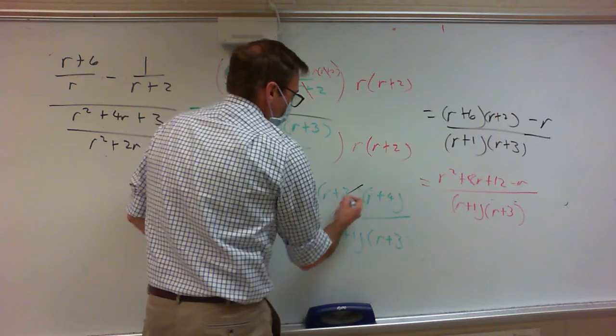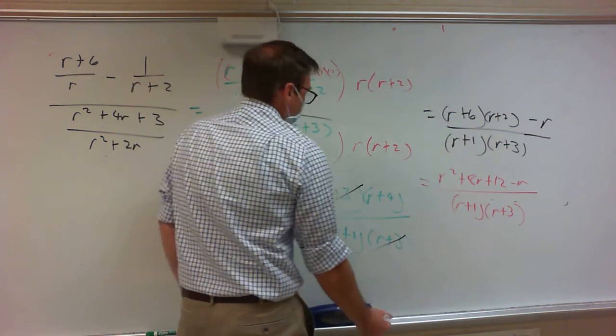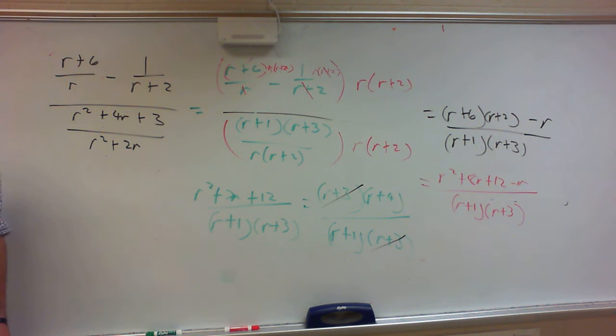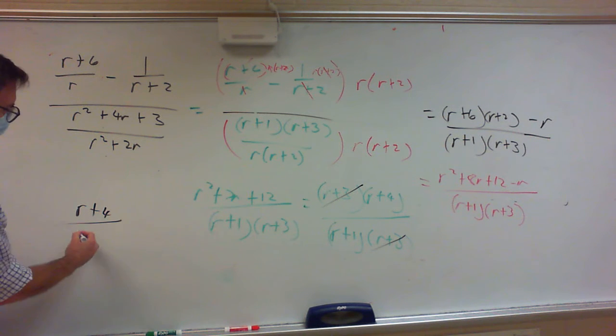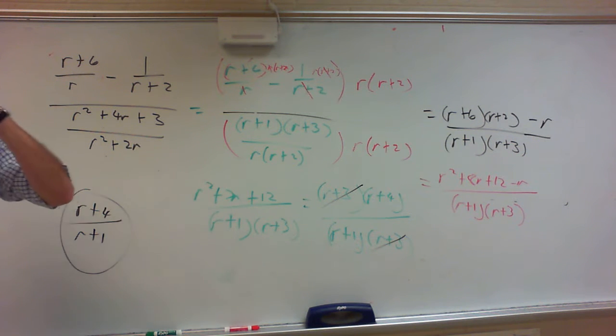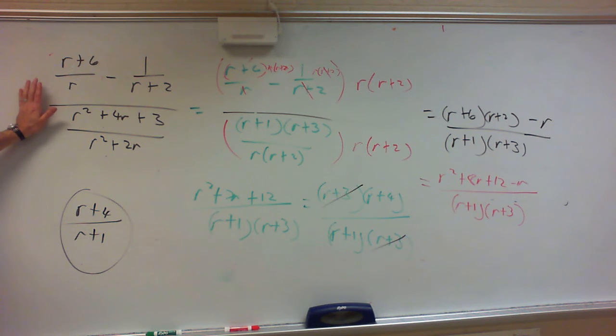The R plus 3's cancel. And what started off as this ugly thing simplifies to R plus 4 over R plus 1. Did that make sense? Yeah, I like this one. Right?